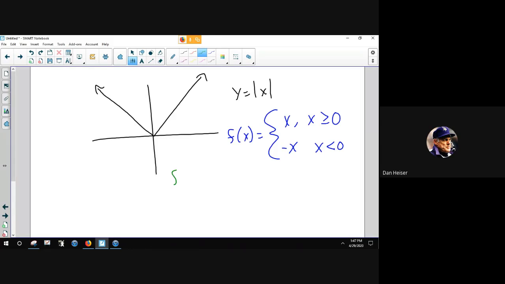So let's check that. F of 3. 3 is greater than or equal to 0. So f of 3, it's just 3. The absolute value of 3 is 3. F of negative 3. Negative 3 is less than 0. So the rule says take the opposite of whatever's inside the parentheses. What's inside the parentheses? Negative 3. There's the opposite, positive 3. Absolute value is a piecewise function.